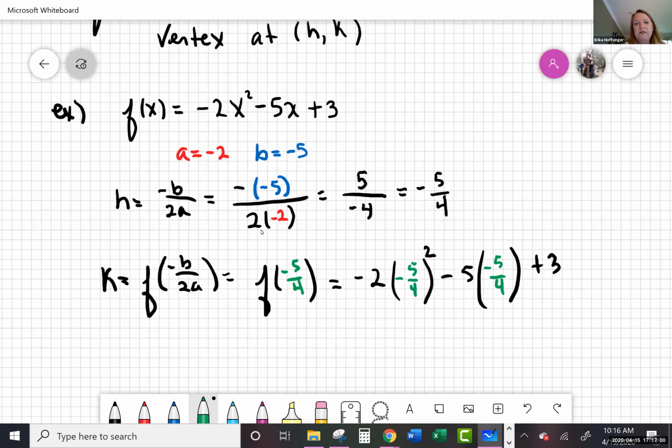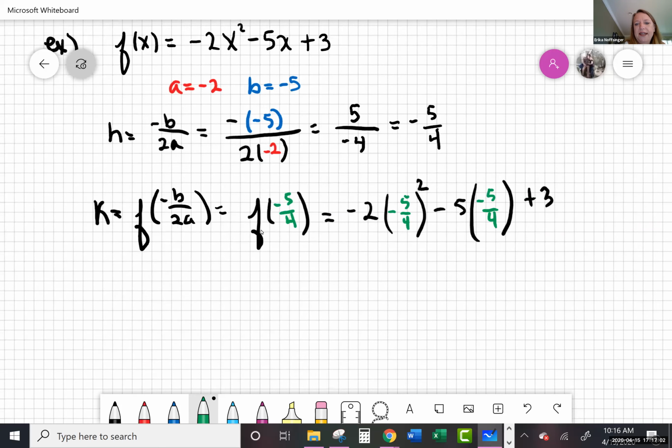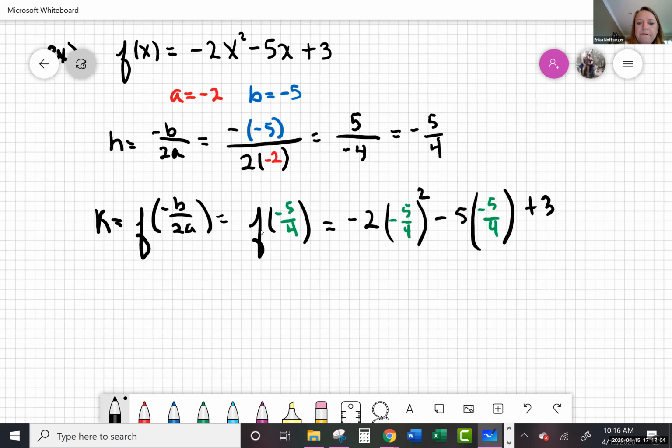Okay, so using order of operations to simplify, I know exponents come first because nothing in the parentheses can be simplified. And so -5/4 times -5/4, or squaring the numerator and squaring the denominator, I get 25 all over 16.